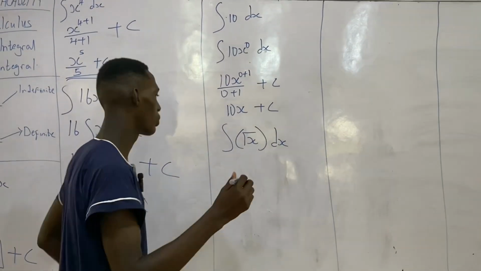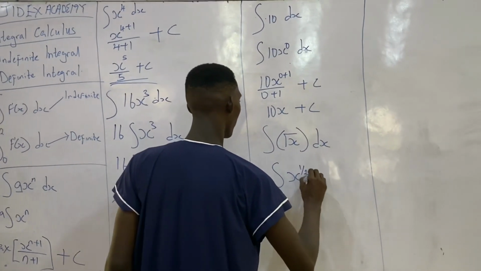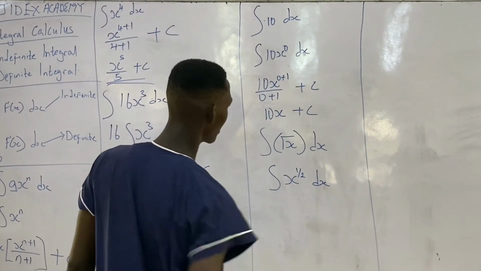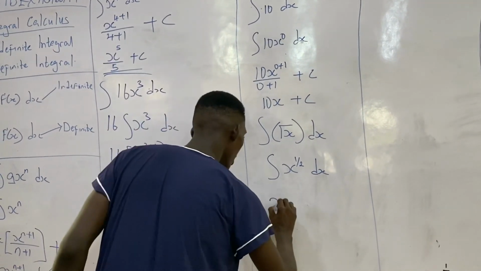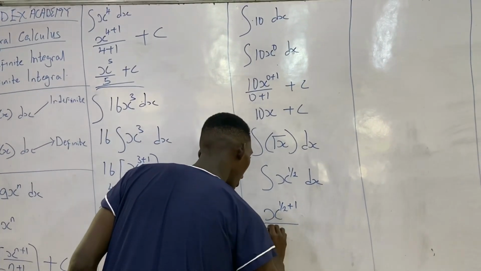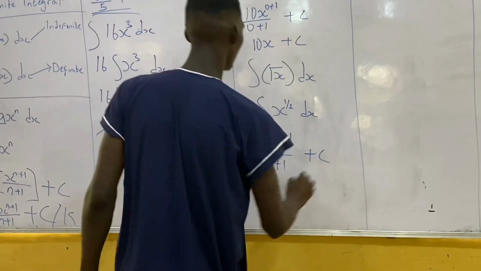So this is what I'm talking about. You can easily rewrite this as what? X to the power of what? Half dx. Now, if you can find the antiderivative of this, it will be what? X to the power of half plus 1 over half plus 1, then plus c.